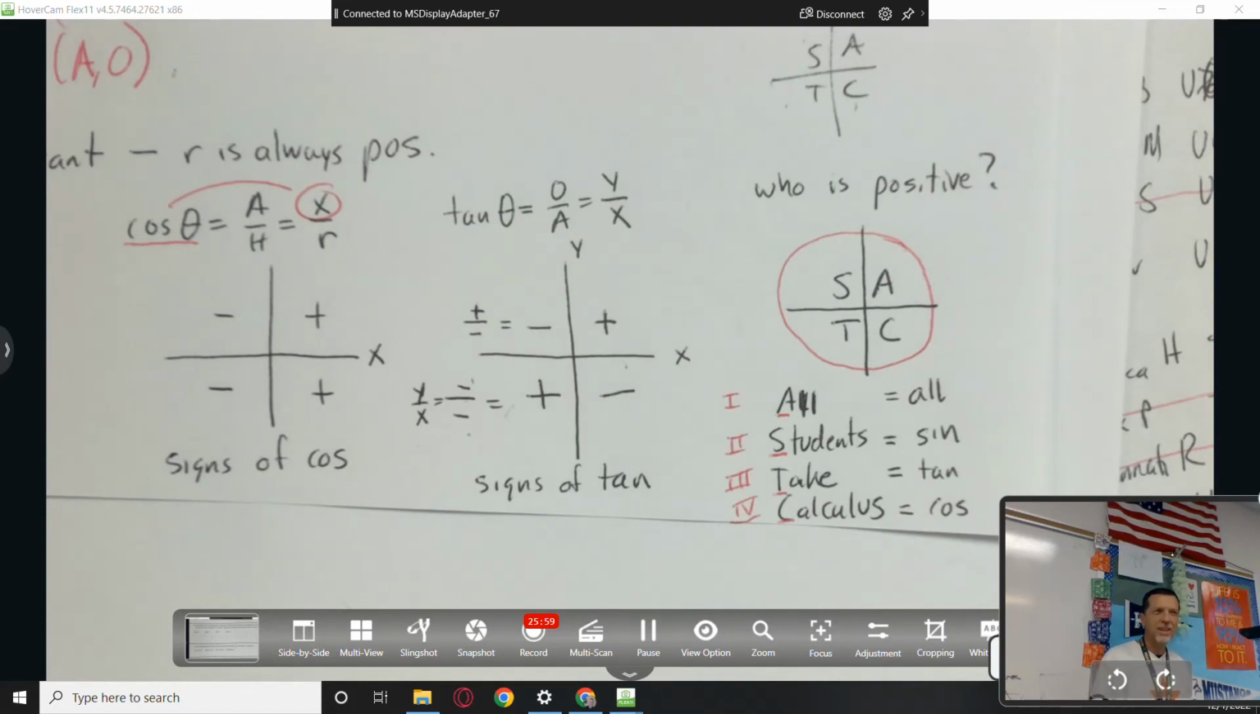Questions on that? The other method is, I don't need to memorize that. I know that sine is a y thing, so it's positive on the up. Cosine's an x thing, so it's positive on the right. And tangent is the ratio, so it's positive in the first and third. So either way.